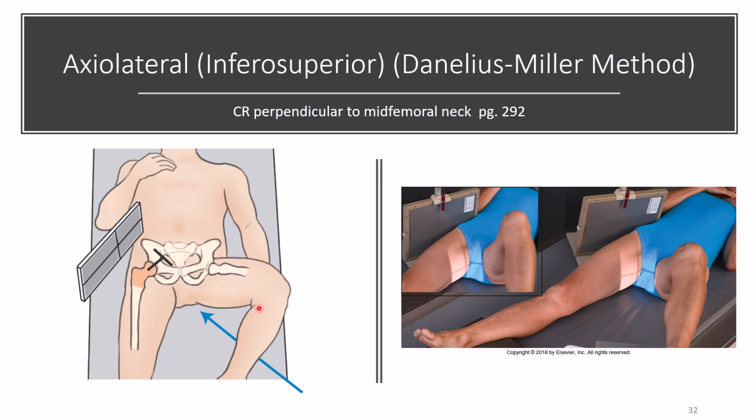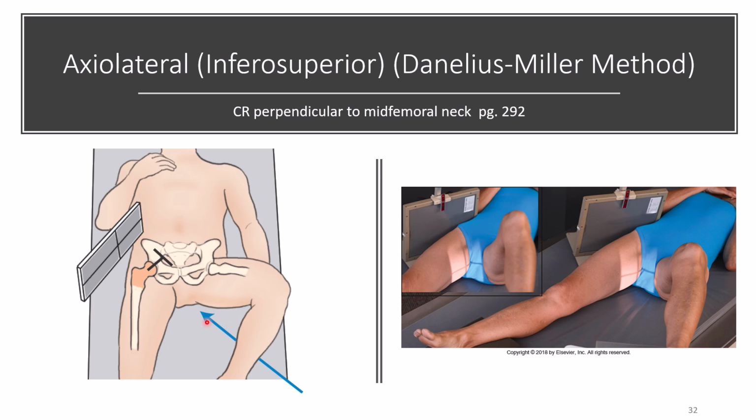All right, and that last bullet point where it says internally rotate the affected leg 15 to 20 degrees unless contraindicated, you absolutely are not doing that, because if you're doing the Danelius-Miller, you already suspect there is a fracture, or you've confirmed there's a fracture. So there will be no rotating of the affected leg.